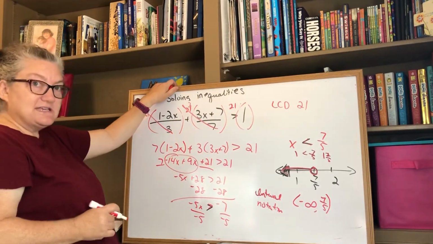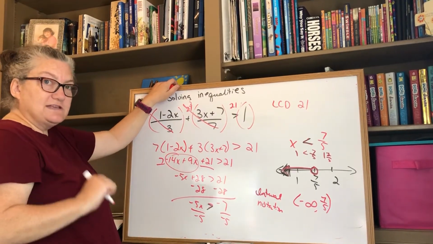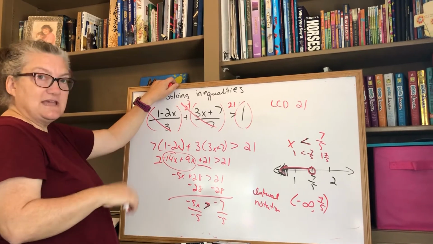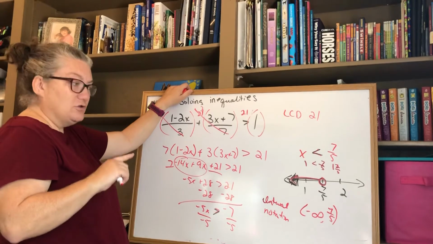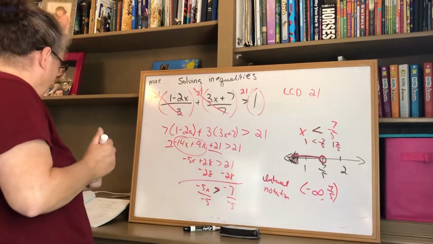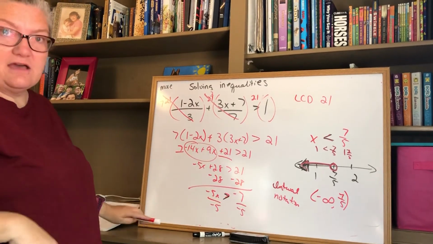You use parentheses for positive and negative infinities, and you use parentheses for less than or greater than symbols. If it has an equal in there, you use the bracket. Okay? All right, go practice those, and I'll see you in the next video.